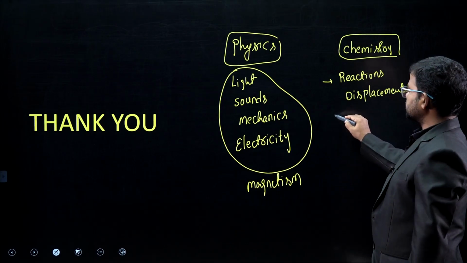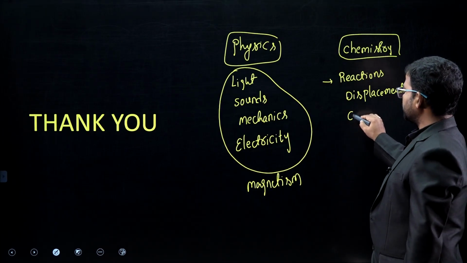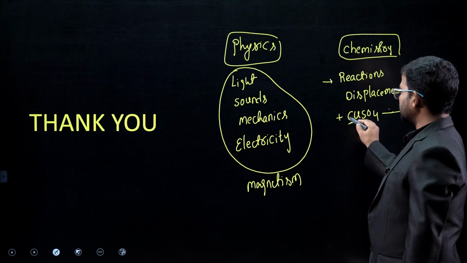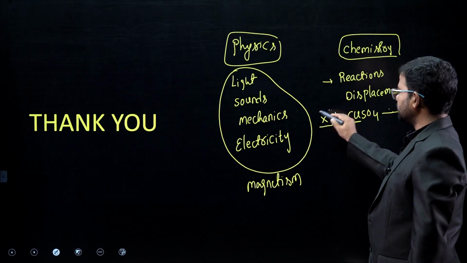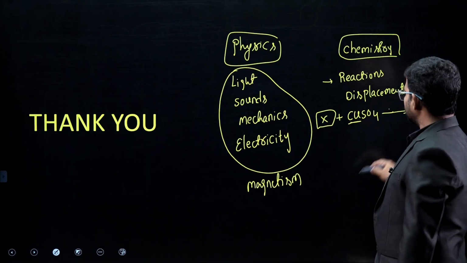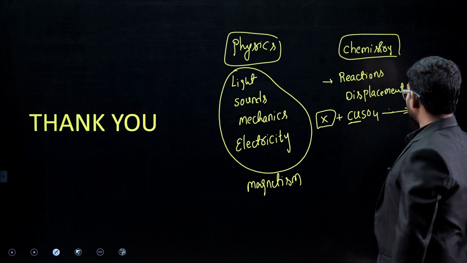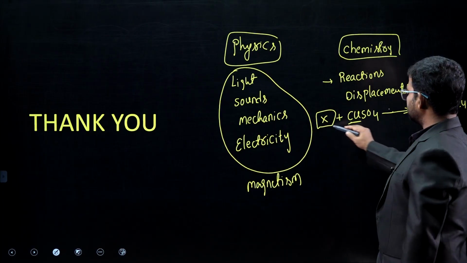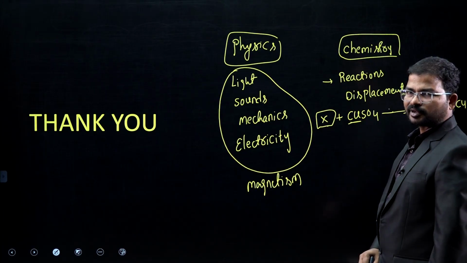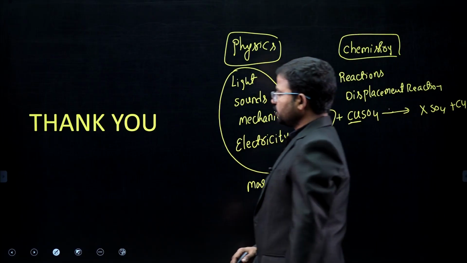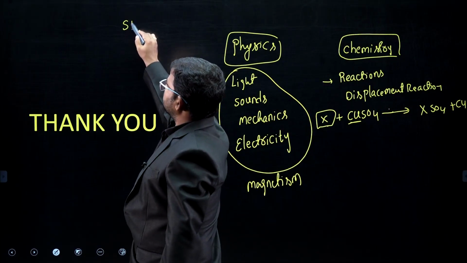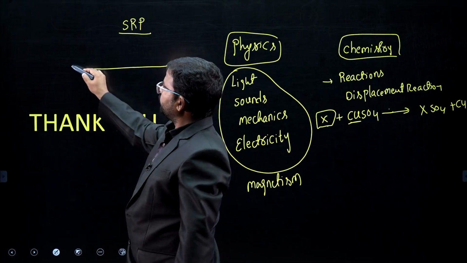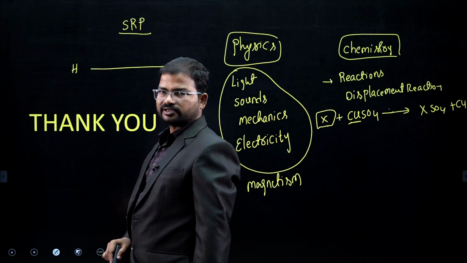Displacement reactions mean, suppose you consider copper sulfate. This copper element can be replaced by one of the elements, right. So here we are getting XSO4 plus copper. Which metal can displace this copper element? For that we have to follow SRP values, standard reduction potential values. We have the SRP table, standard reduction potential table, right.